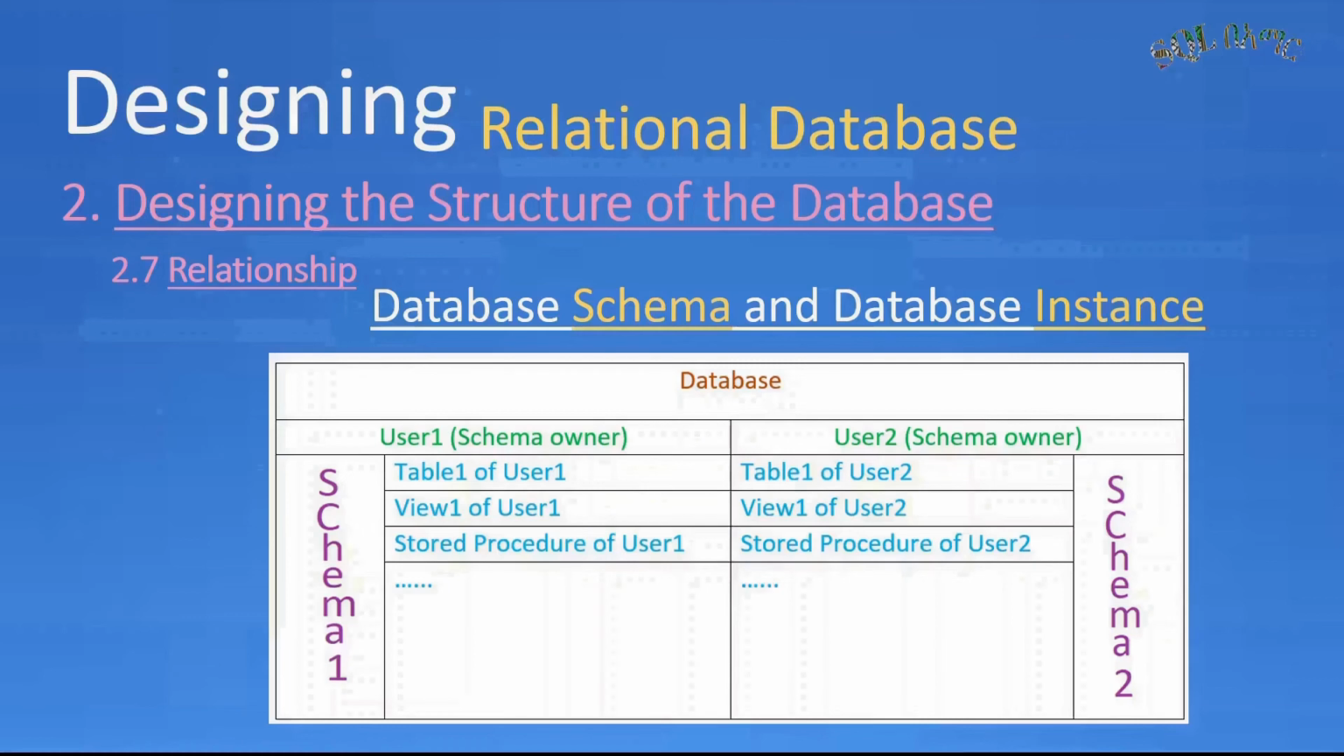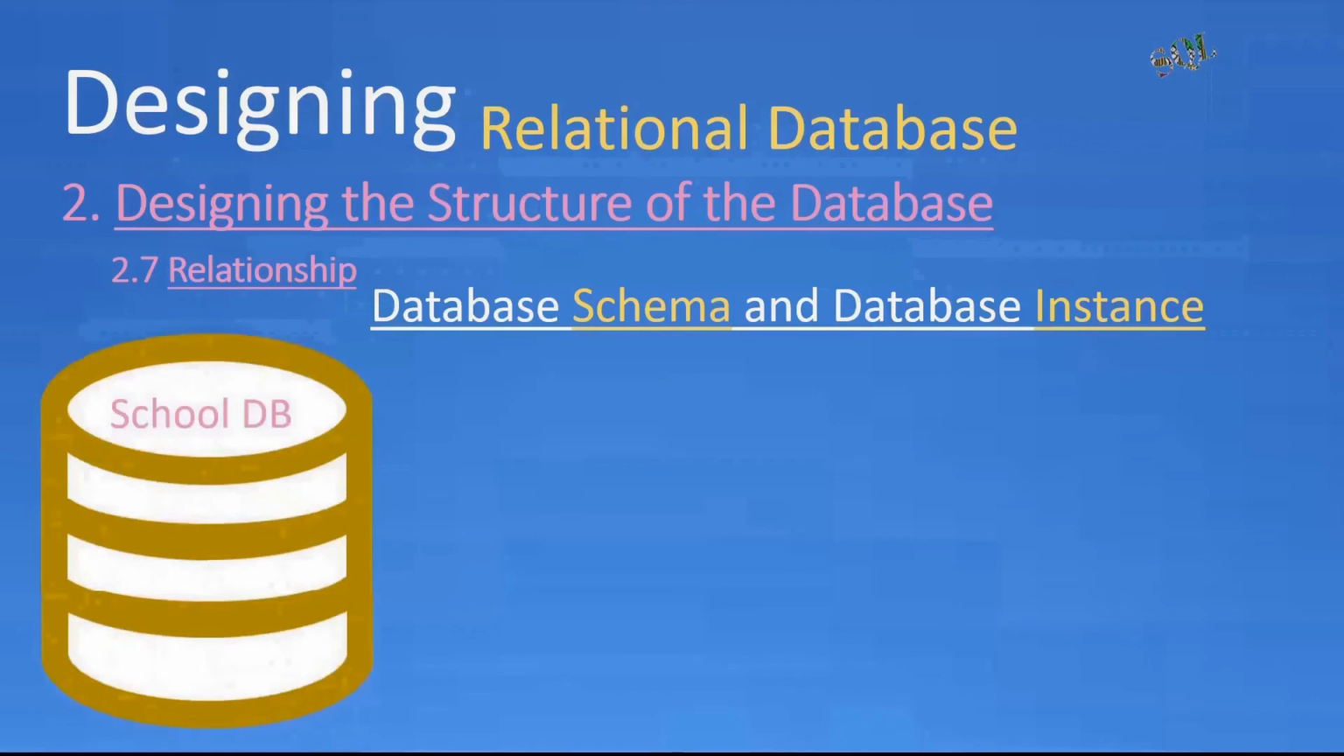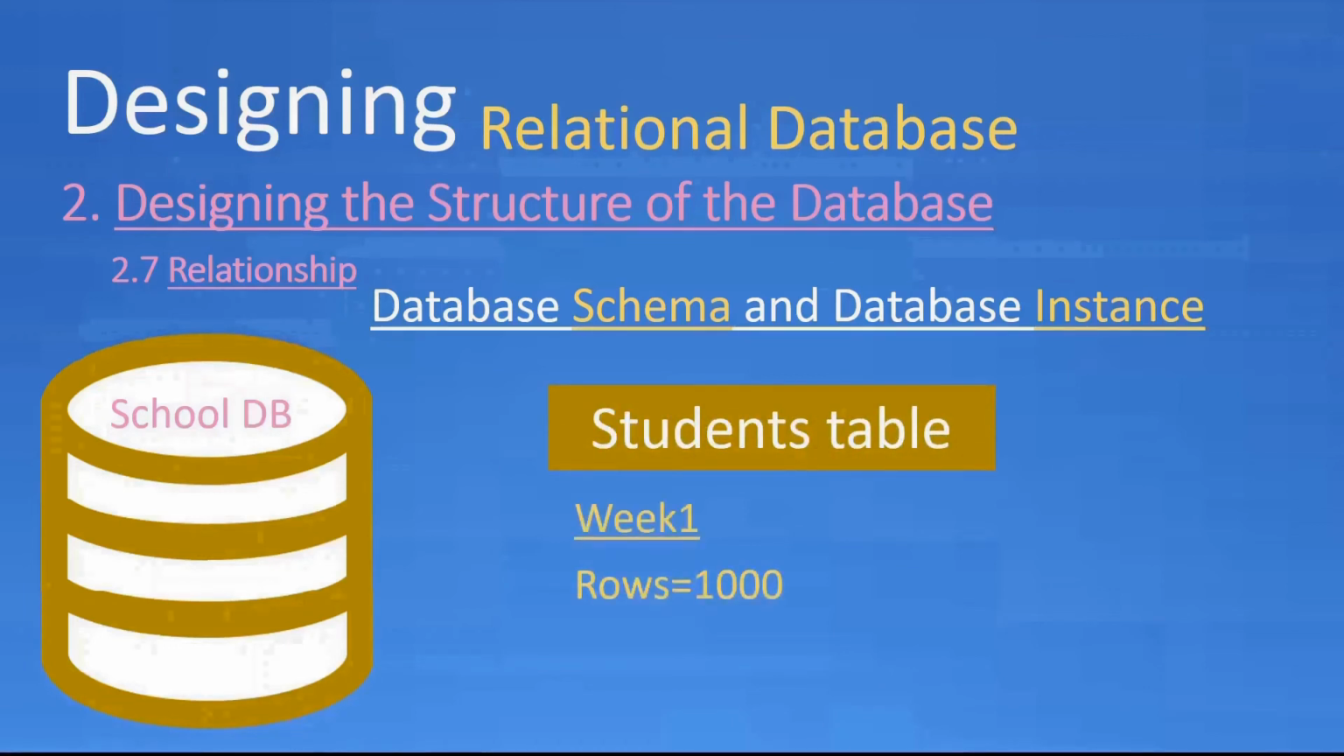After a database is created and ready for use, its content will change from time to time. For example, when new data is inserted, or existing data is updated, or when a new database object is created, the content of the database will change. In a school database, if students' table has 1,000 rows in the first week, it can have 2,000 rows in the next week. Such things continue to change the content, or the state of the database.